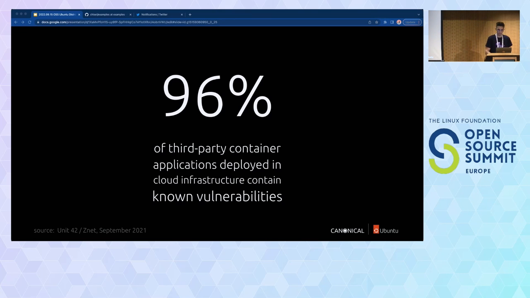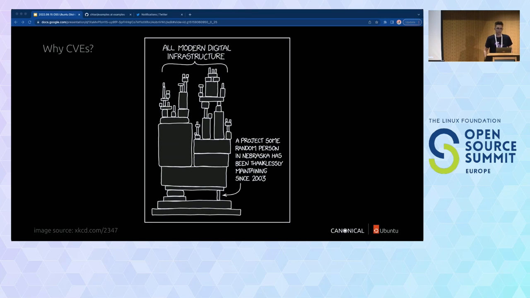That's what we often call the CVEs, for common vulnerabilities and exposures. And that's a lot of good, smart words. But what does it mean exactly? And why are we looking at CVEs?